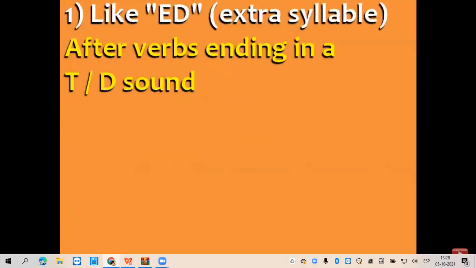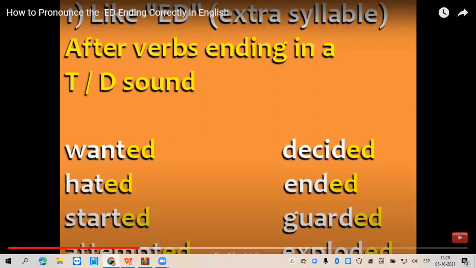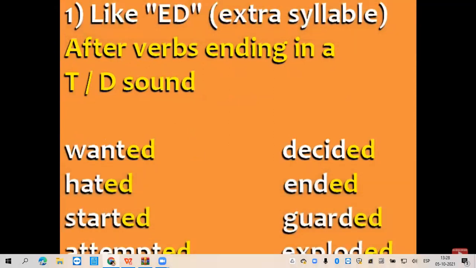Ed is pronounced like ed with an extra syllable after verbs ending in a T or a D sound. For example, wanted, hated, started, attempted, decided, ended, guarded, exploded.